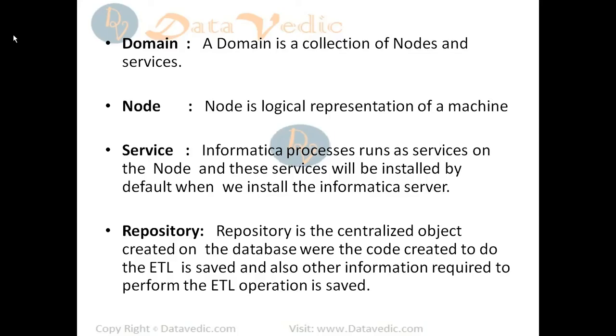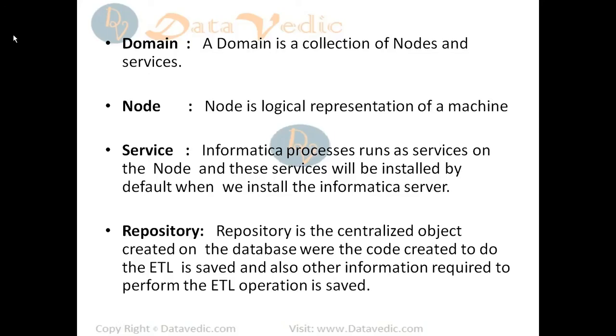So when you install Informatica on the node, Informatica services will be running on the Informatica server by default, right? The collection of these two together can be called a domain. A service is an application which is running on the node. A domain is a collection of nodes and services.